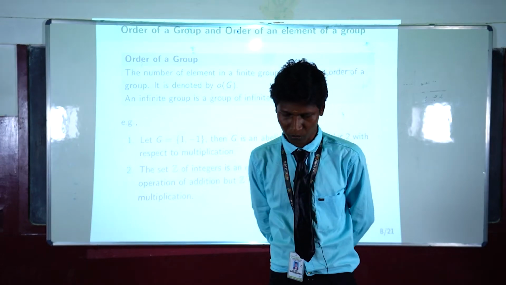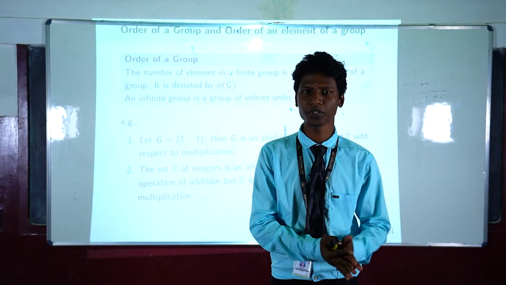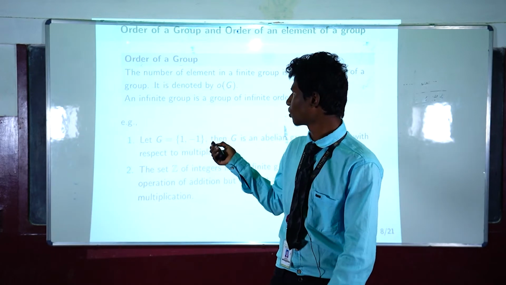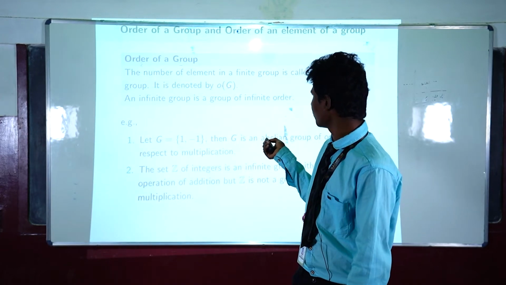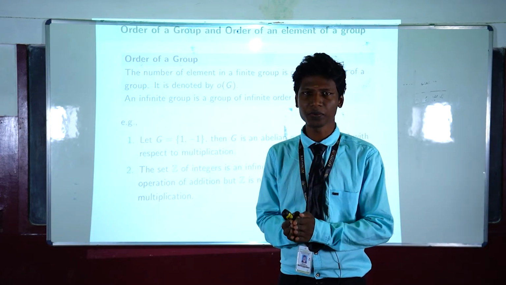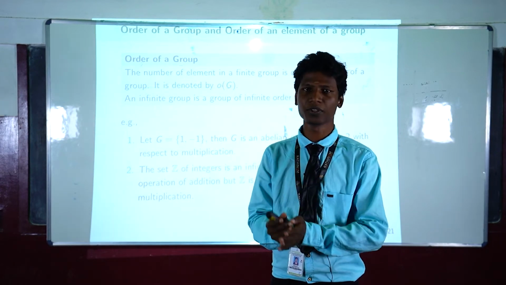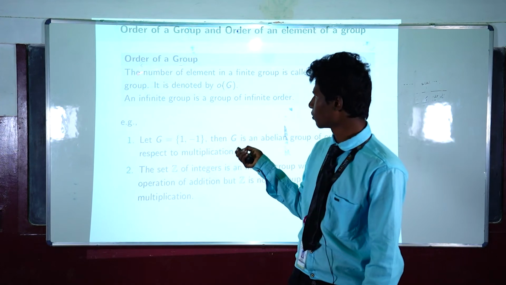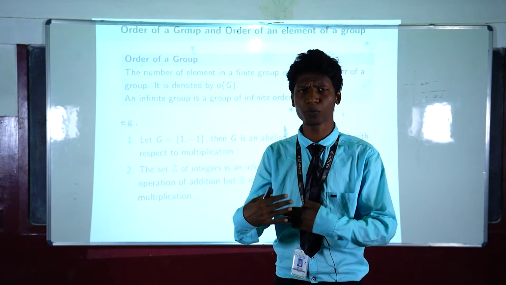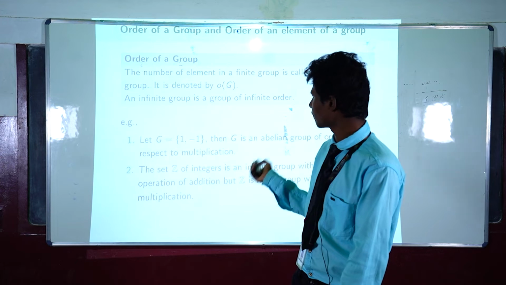Okay, what is the order of a group? Now we move on to the next topic. We have already discussed what a group is. Now, the order of a group. The number of elements in a finite group is called the order of the group, and it is denoted by order of G. When we talk about an infinite group, it has an infinite number of elements, so an infinite group has infinite order.